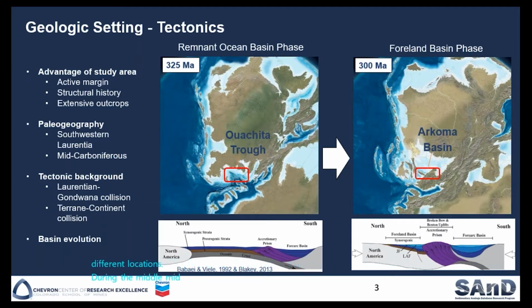During the mid-Carboniferous, like late Mississippian, very early Pennsylvanian, the study area is situated in southwestern Laurentia, and that was a time during the collision of Laurentia and Gondwana before the formation of Pangaea. Locally, this basin was formed by terrane-continent collision because there are a lot of peri-Gondwana terranes along the margins of Gondwana. And this basin just slowly evolved from a remnant ocean basin phase to a foreland basin before 300 million years ago.